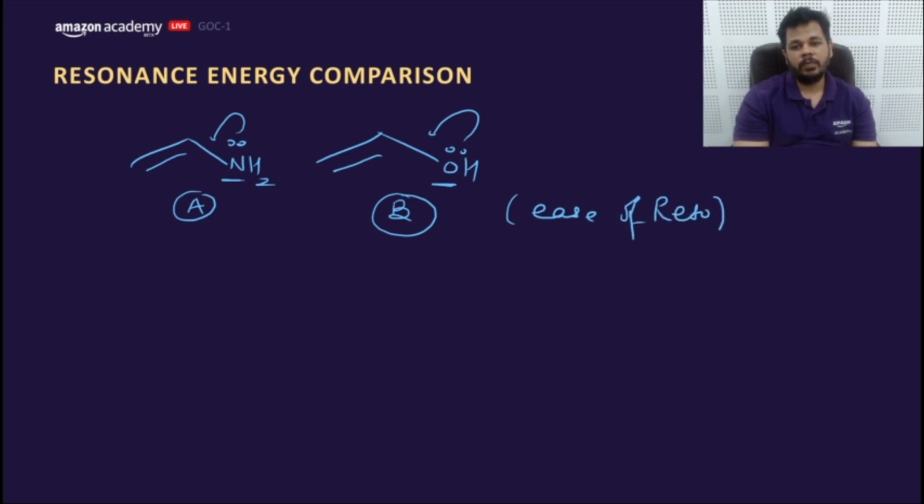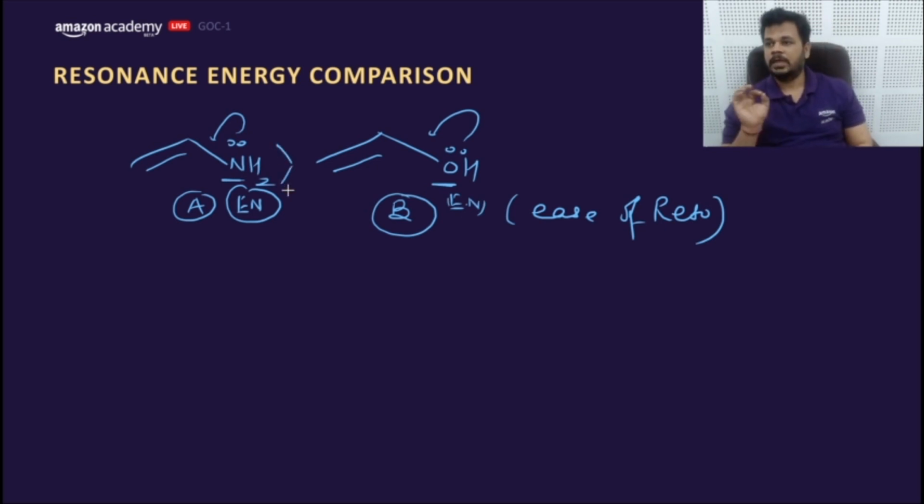Who will give the lone pair for resonance easily? Nitrogen has less electronegativity, so it can donate its electron for resonance more easily. So the answer would be what? Yes, nitrogen. Nitrogen can give resonance easily.